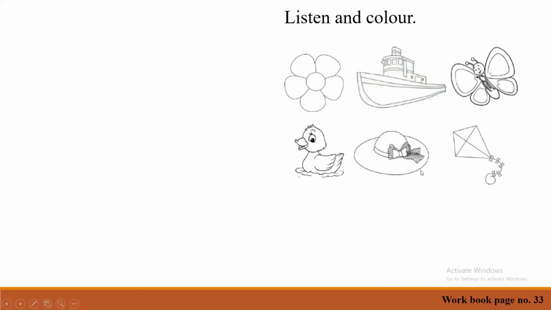Green hat. Next one. Last one. Yes, it is a kite. What color is it? You have to listen to the teacher and color. Last one. This is a white kite.